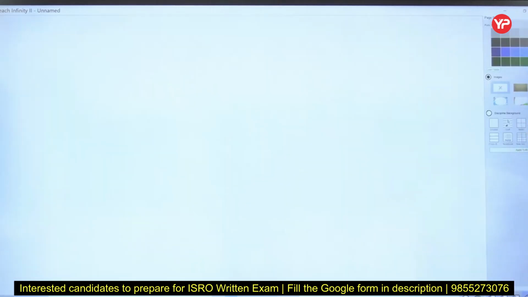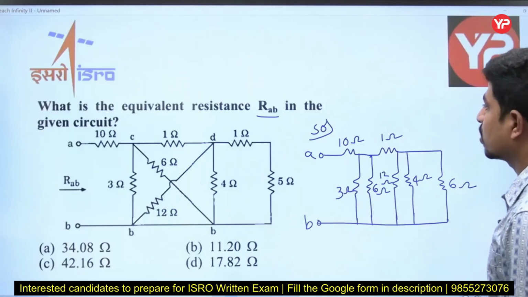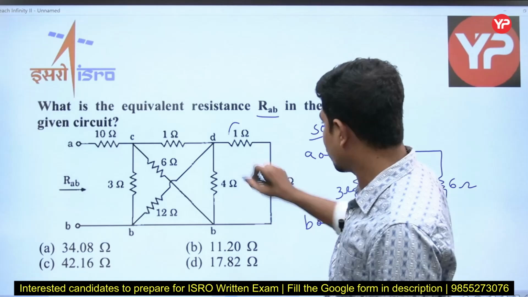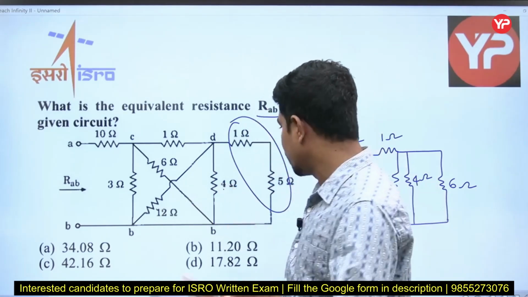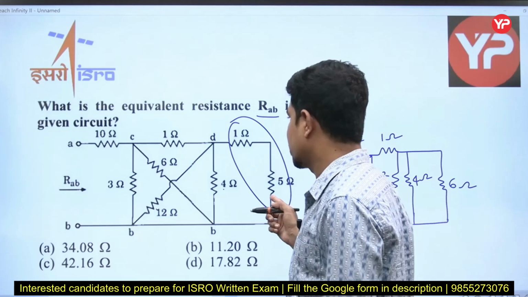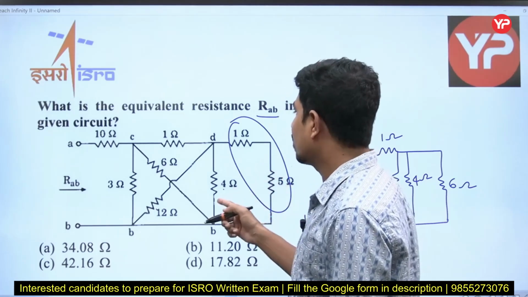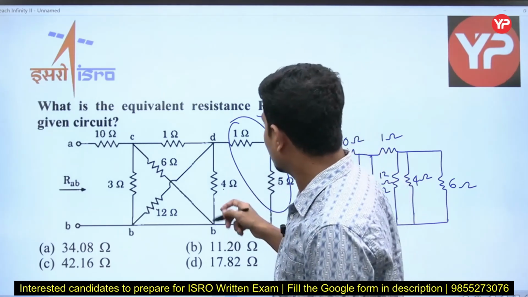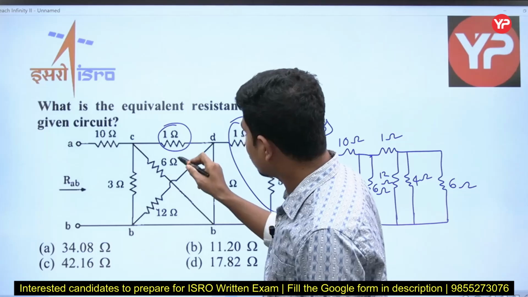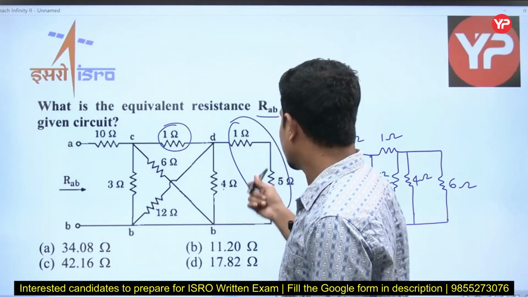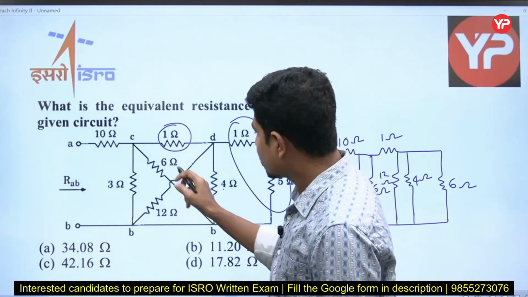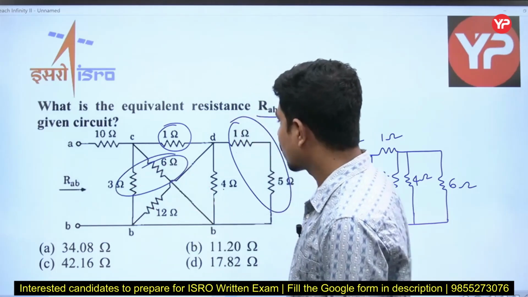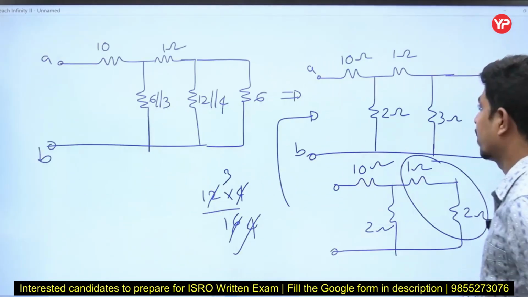Yes, let me do it. Let me check the question first of all. Yes, this is 6 and 12 in parallel with 4, which will be 3. 3 in parallel with 6 is 2. This is in series with 1, and this 2 is going to be in series with 3. This 6 in parallel with 2 became 2, right? Yes, perfect.